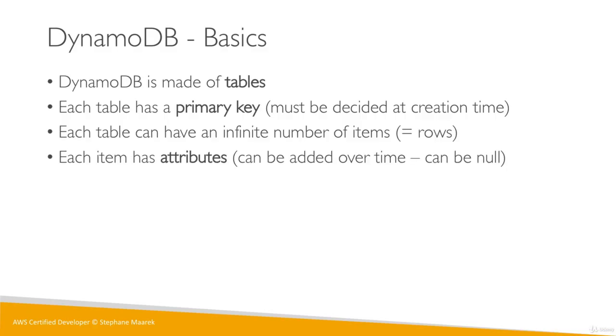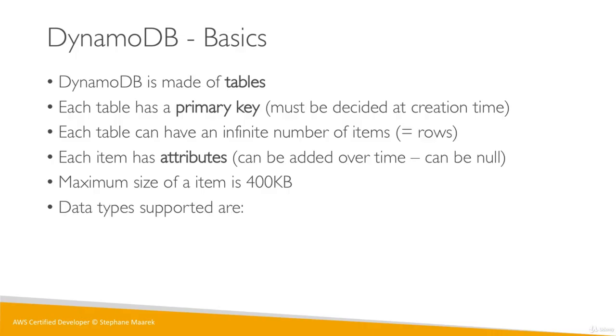Each item can have attributes, and attributes can be added over time. They're basically equivalent to columns, but a little bit more, because these attributes can be nested. And because these can be added over time, there is less restriction than in SQL databases, and some attributes can be null. Now, the maximum size of a row or an item is 400 kilobytes. So you can pack a lot of information into one row, and this is encouraged.